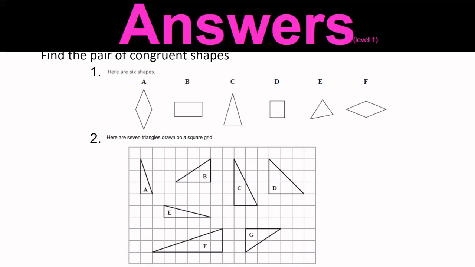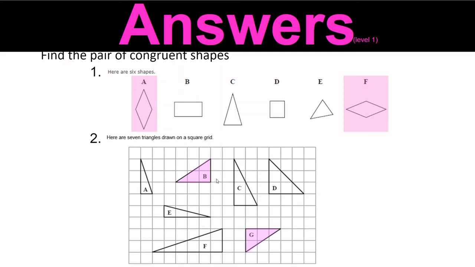Here come your answers. For question number 1, these 2 rhombuses or rhombi are congruent. All the other shapes are different shapes and different sizes. For question 2, these 2 triangles are the same shape. They're both right angle triangles and the same size.